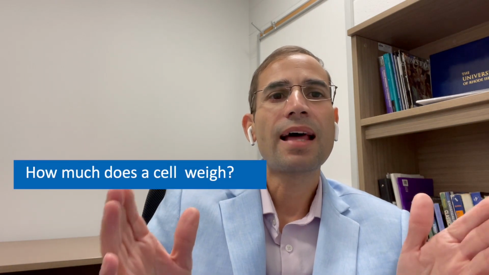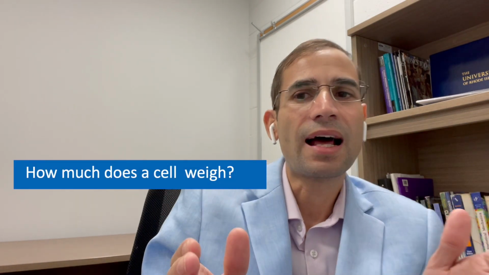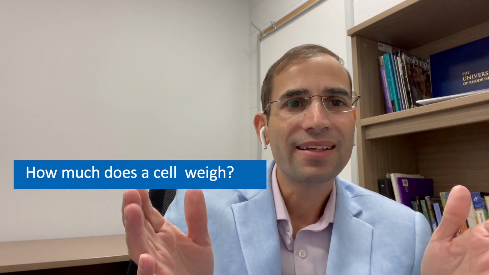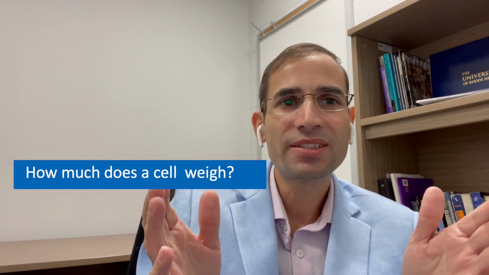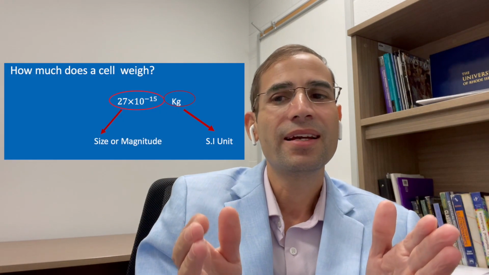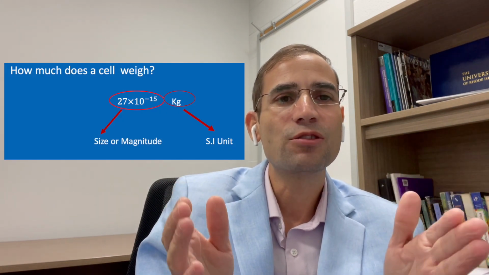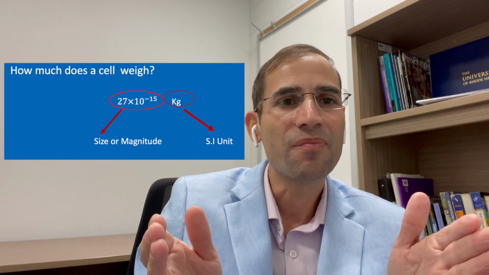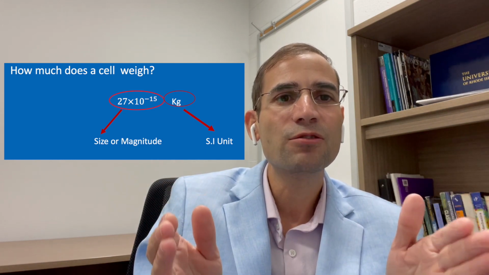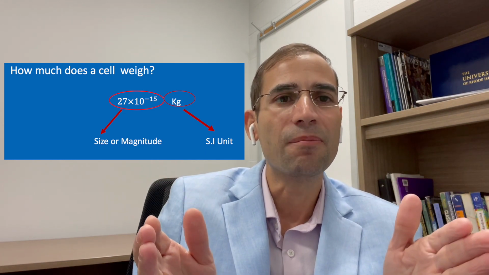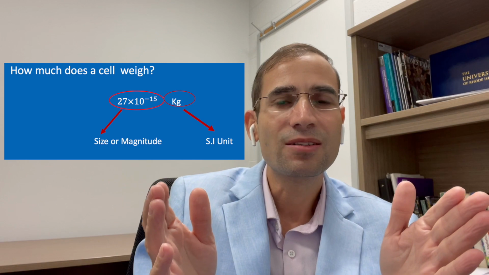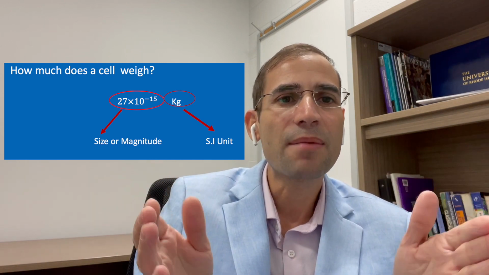As a student in life sciences, you might ask a question: how much does a cell weigh? If somebody asks this question, you'll take the measurement. The answer will be 27 times 10 to the power minus 15 kilogram. If somebody says this, what does it mean? 27 times 10 to the power minus 15 means a tiny size or magnitude, and kilogram is the unit.